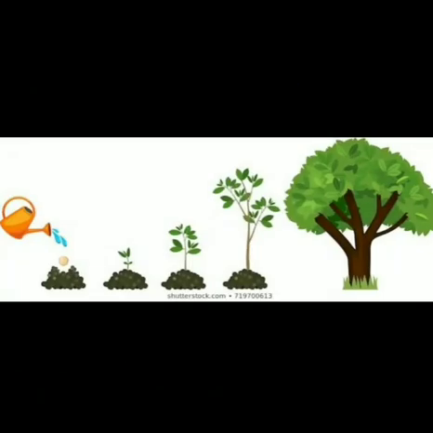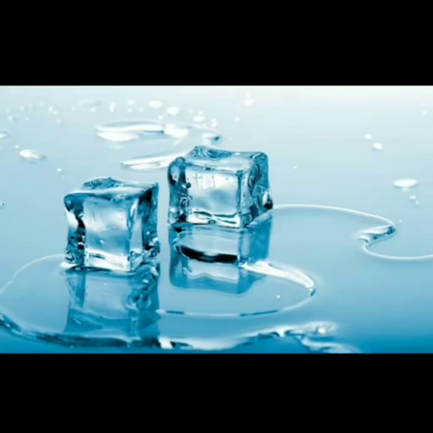Let's see some examples. A plant becoming a tree means changes occur. The plant grows into a tree, so the shape and size change. Let's discuss another example, ice cubes. When they get heat, what happens? They are converted into water.